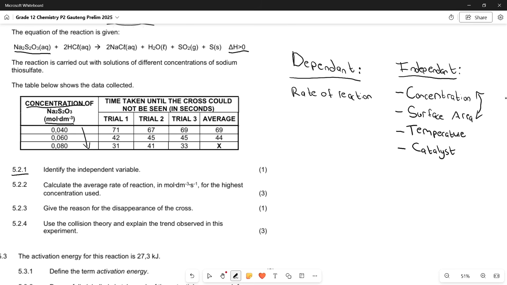So these are the 4 independent variables that we'll be testing in this sort of investigation: concentration, surface area, temperature, and catalyst. And in this scenario, we are measuring concentration. For 5.2.1, we can just write concentration of Na2S2O3. And that would earn us 1 mark over here. Because then 5.2.2 says calculate the average rate of reaction in mol.dm to the negative 3, as we have over here, dot S to the negative 1 for the highest concentration used.